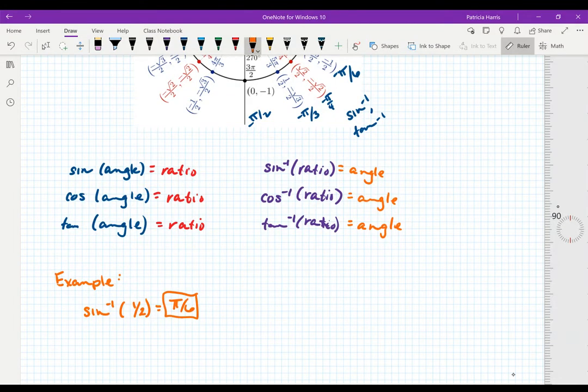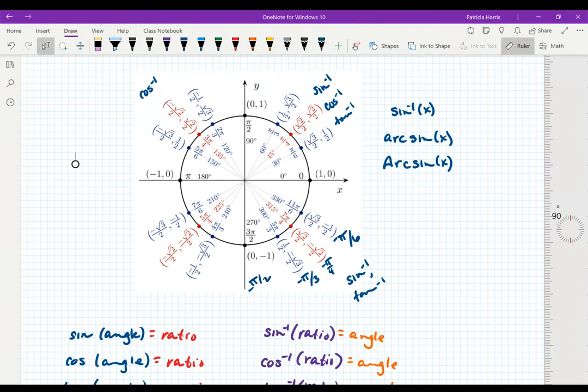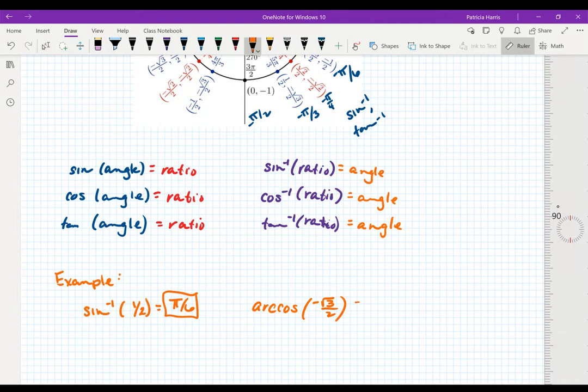So let's try another one. Let's say I ask you for arc cosine of -√3/2. Okay, so you would look at your unit circle. Okay, you'd look from 0 to pi, and you'd say, okay, I'm looking for a cosine ratio of -√3/2. Remember, that's the first one. Oh, that happens at 5 pi over 6. And that would be your answer. I give you the ratio, you give me the angle.